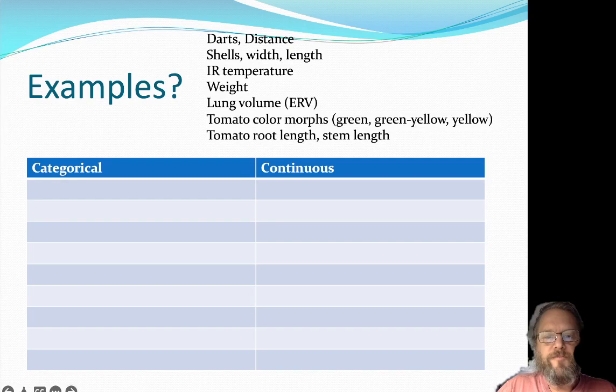So take a moment and try to fill these things out yourself. For example, leaf color: green, green, yellow, yellow. Is that categorical or continuous? Weight, is that categorical or continuous? Okay. How'd you do?